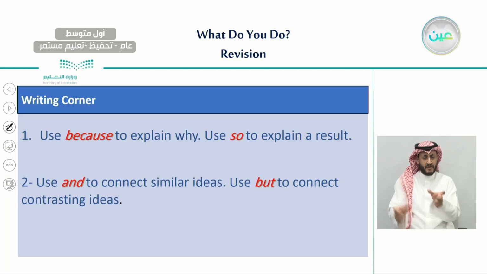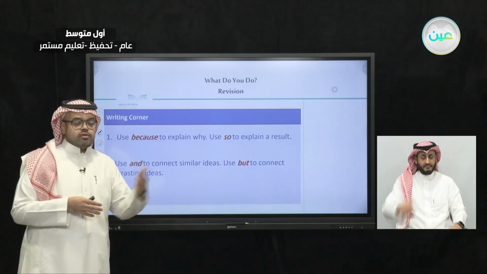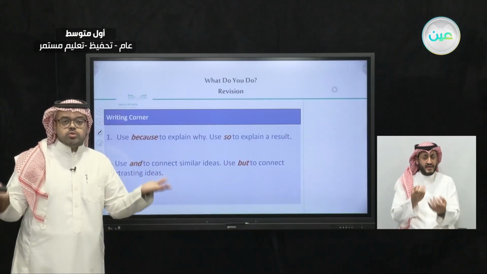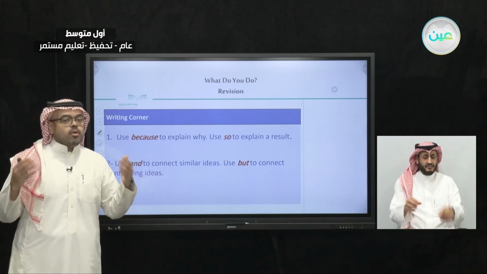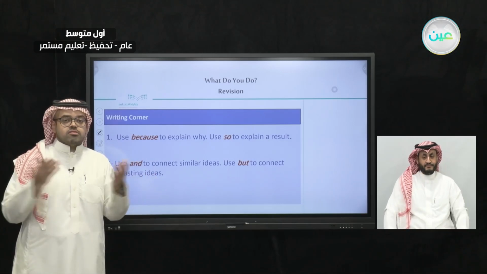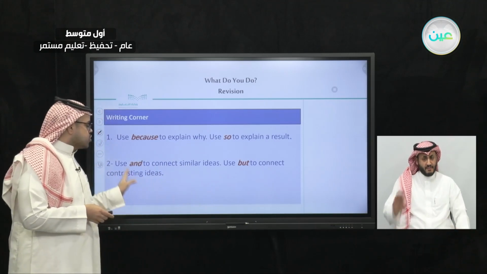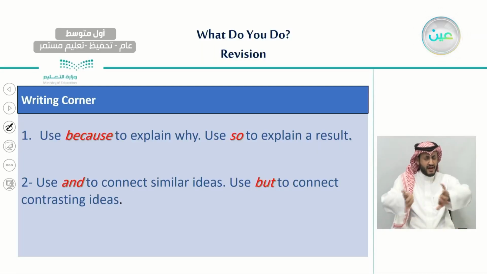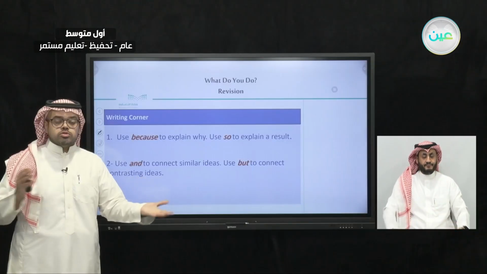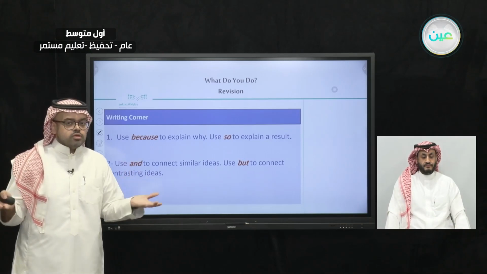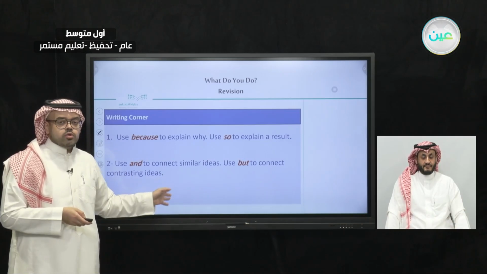And we also learned how to use connection words like and to connect ideas that are similar together. For example, I like physics and chemistry. Those two similar ideas, we can use them in one sentence by using the connector and. Also we can use but to connect contrasting ideas. For example, I like math, but I don't like history. So these are two contrasting subjects, two different contrasting ideas. This is why we use but.